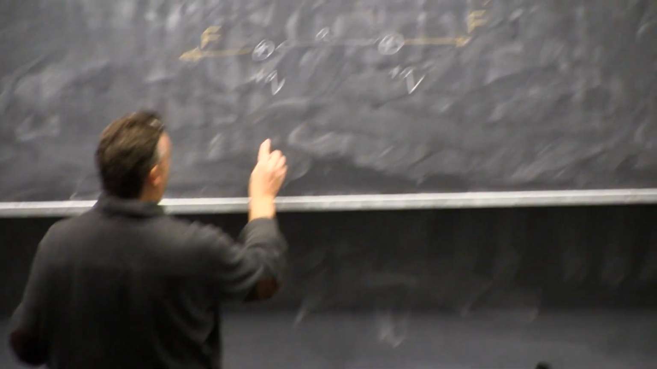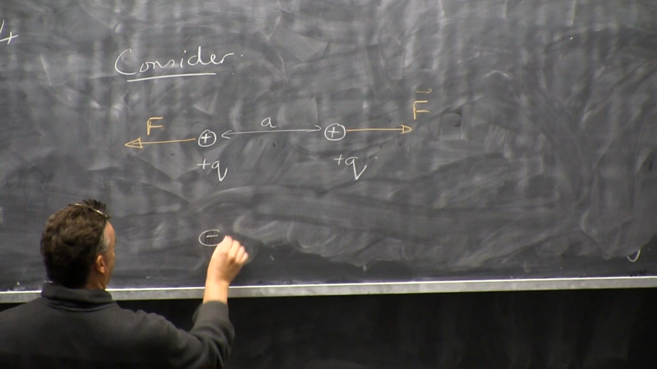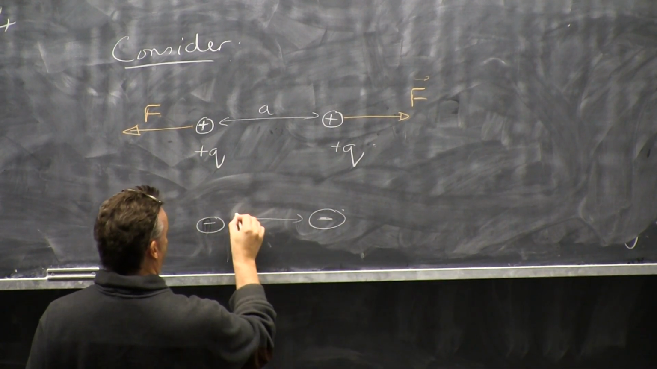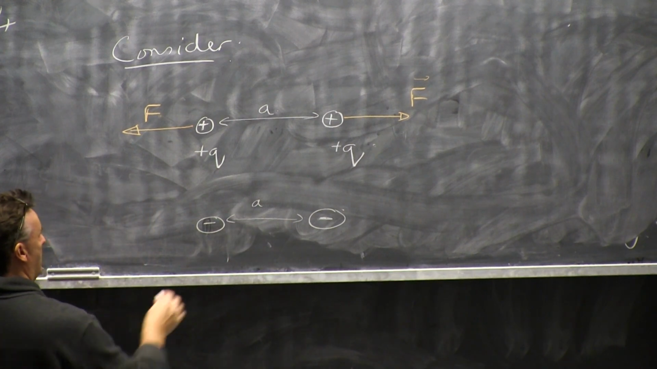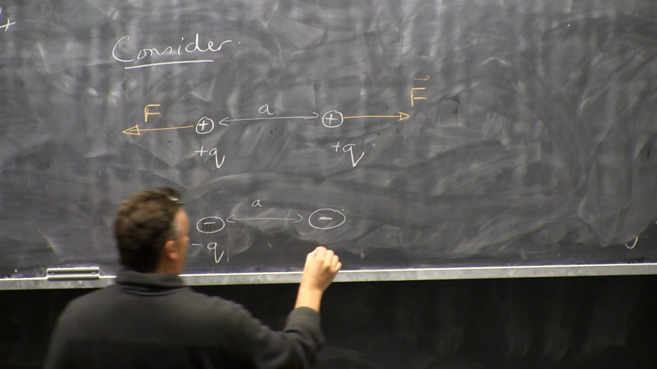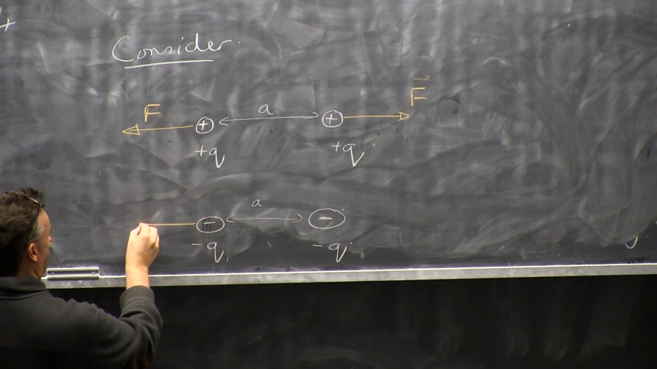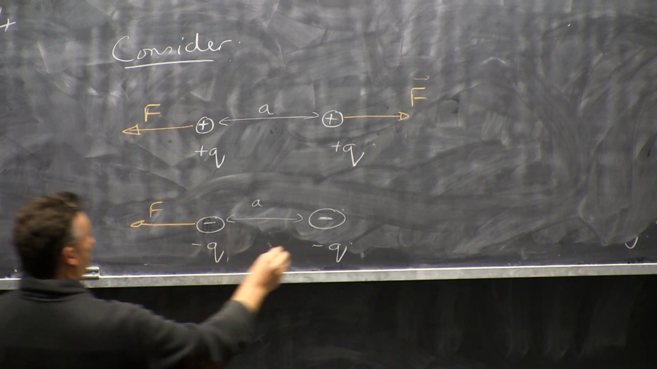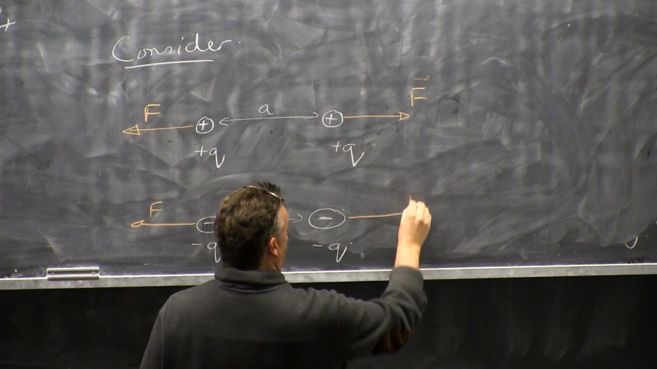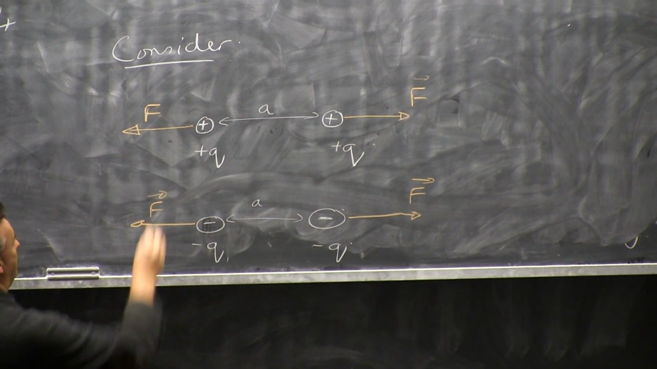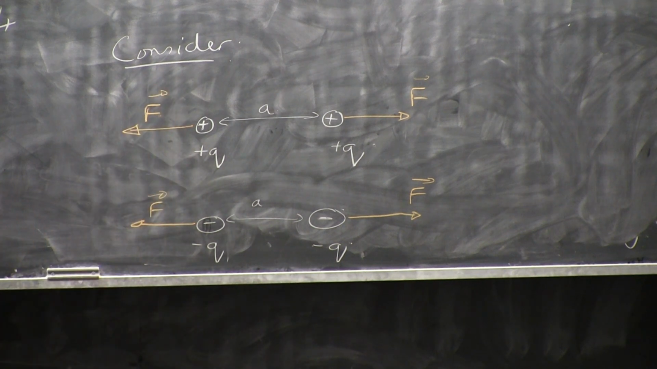Same happens if I have two negative charges, perhaps two electrons, again separated by distance a. This is minus Q, this is minus Q. I would have the same forces. And these are vectors, so they have a direction.